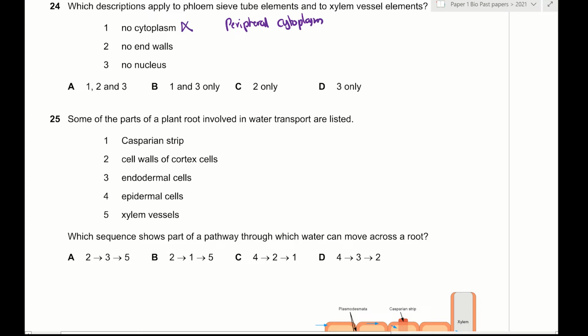2. No end walls. This is only correct for xylem, but not for phloem. The reason for this is that phloem, we know that it has sieve tubes to maintain movement. So this is also incorrect. 3. No nucleus. Yes, this is correct for both because both do not have a nucleus. The only correct answer is therefore going to be D.